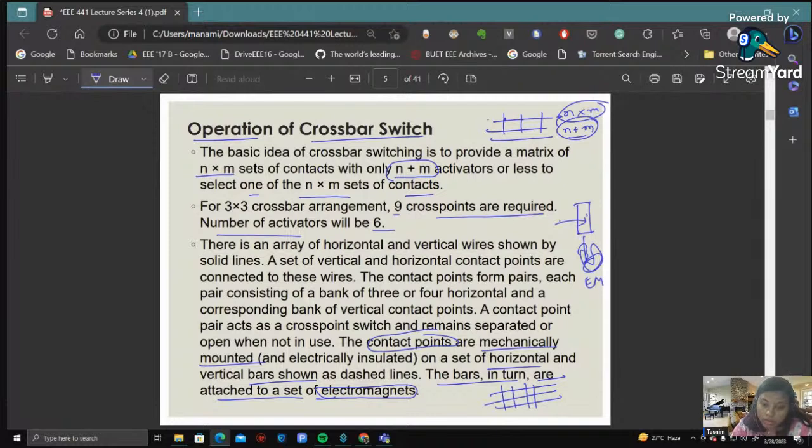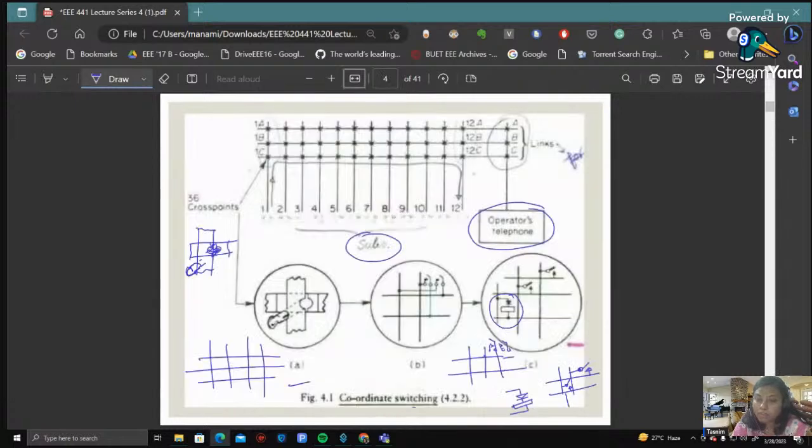We can assume, right? A contact point pair acts as a cross point switch. So the contact point is the cross point switch itself, and it remains separated, open, when it's not used. As we can see in the previous slide, when it's not used, the switch remains open. And this was showing here the contact point is attached to the bar and it's connected to an electromagnet.